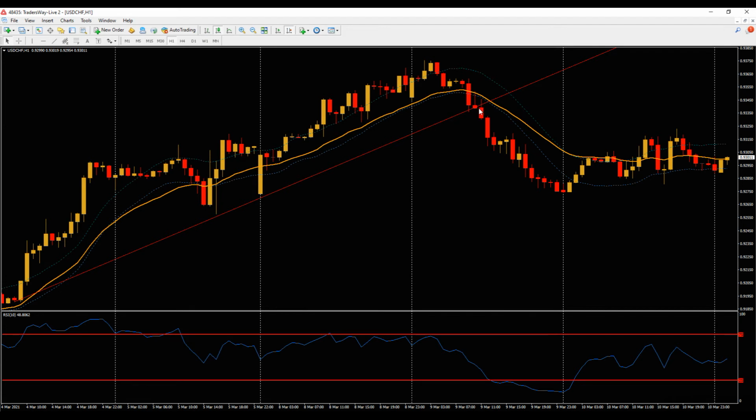So, I mean, you could have jumped in here and got out after this candle right here. I mean, think about it. If you're right here, you don't know if the market's going to bounce and go all the way back up at this point. Who knows?